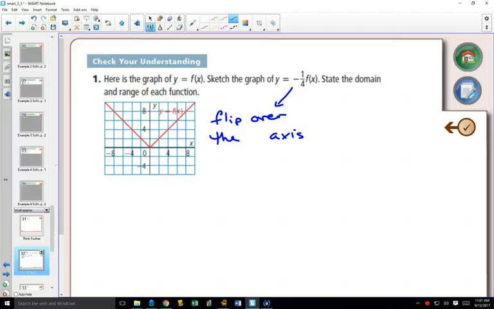Which one, x or y? Y. Yes. So what you have to do again is think that negative is outside. If a y value becomes negative, so I take a point up here, and that y value becomes negative, it would go down here. And since it would move up and down vertically, that's going to flip over the x-axis.